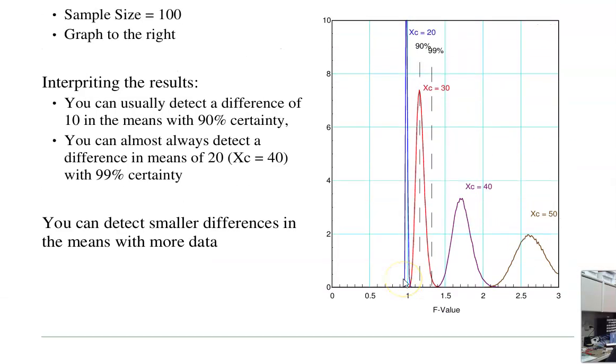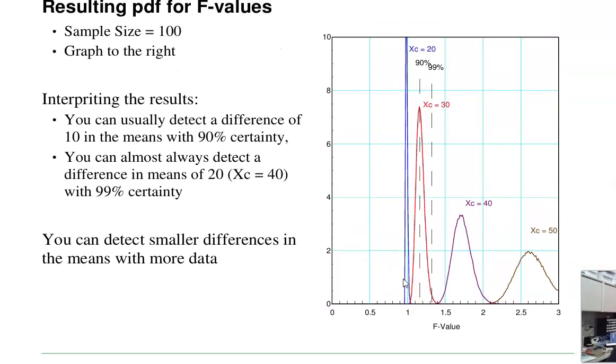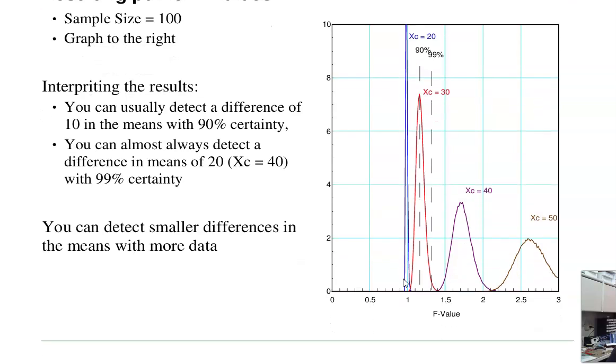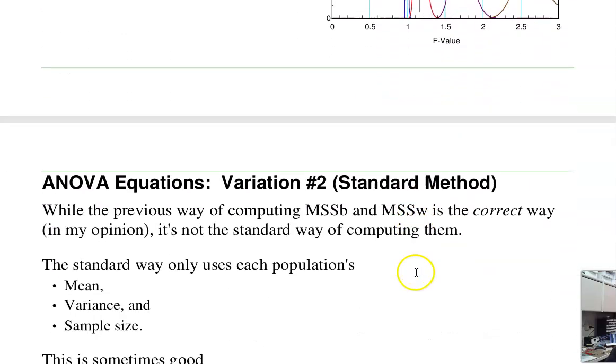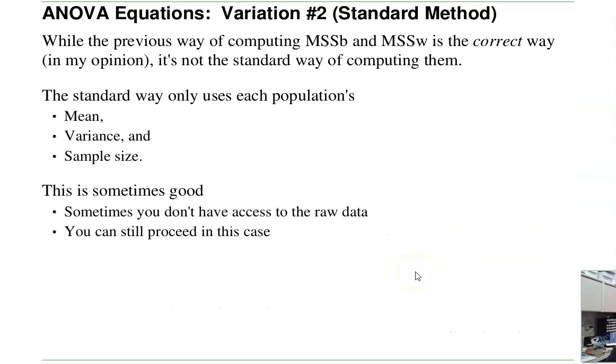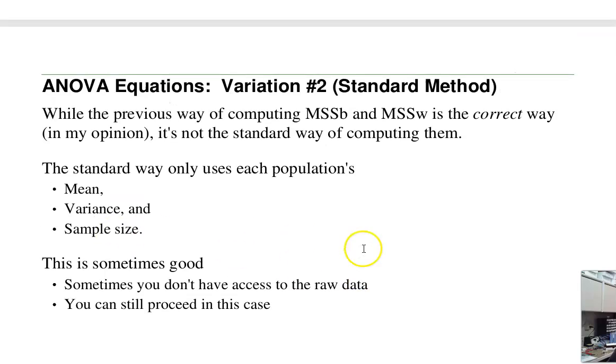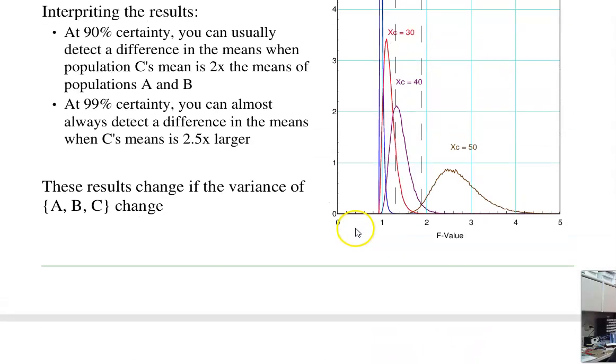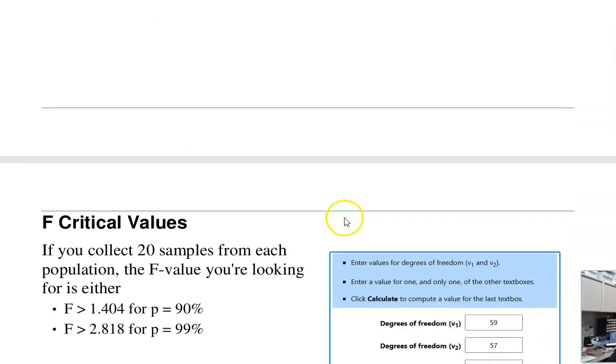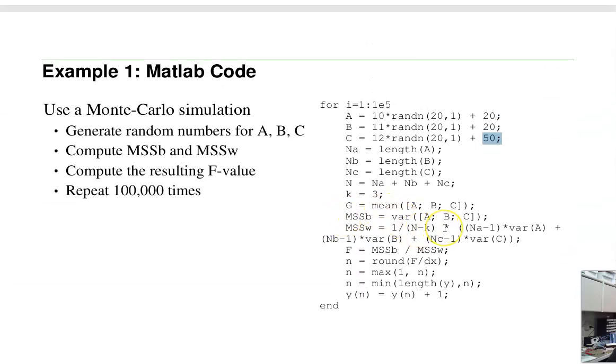So that's, in my opinion, the correct way to do it, analysis of variance. That is not the standard way to do it. The standard way uses only each population's mean, variance, and sample size. Sometimes that's good. For example, in this case, I actually used all the data. Sometimes you don't have all the data.